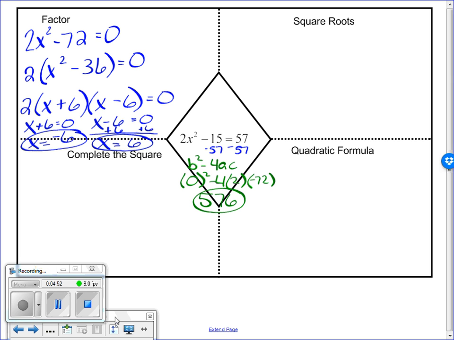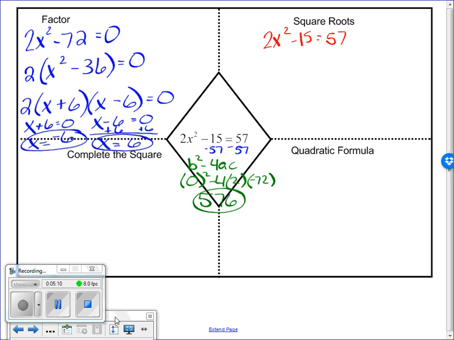The b term has to be missing. Are you missing the b term? Yeah. So, okay, let's do the square root method. What do you do for that method? Set it equal to 0 or no? No, I want to isolate. Yep, you got to get the x squared by itself.